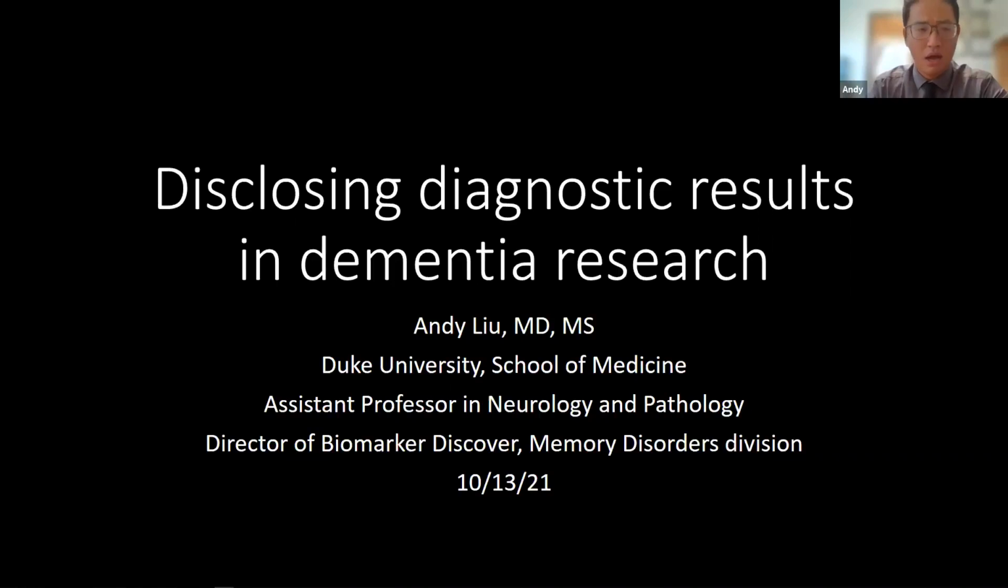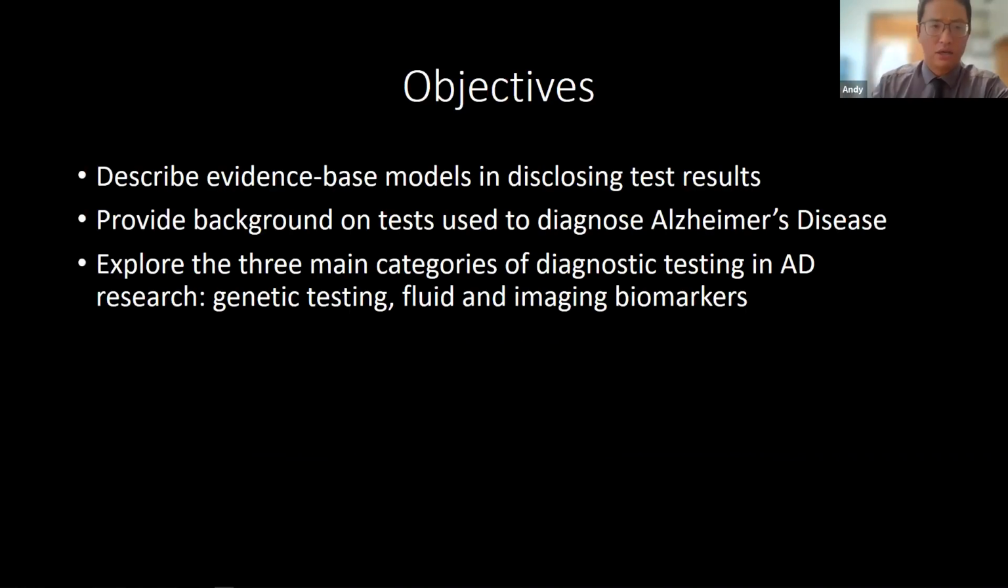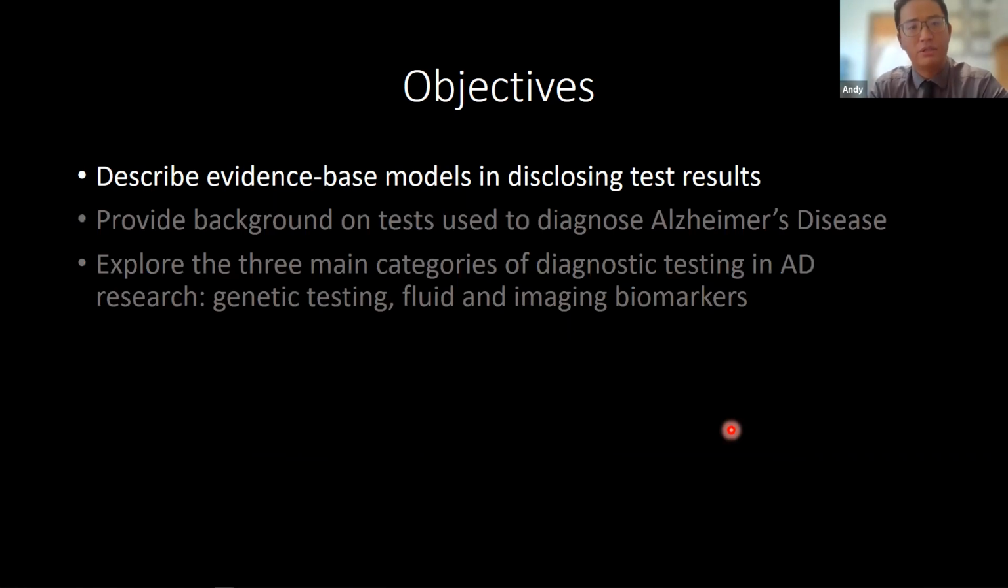So I'm going to try to outline the talk with these 3 bullet points right here. The first one is really to just describe evidence-based models and disclosing test results. What that means is that I'm going to provide you with a framework in terms of how to disclose, when to disclose, and I think the factors that go into that.